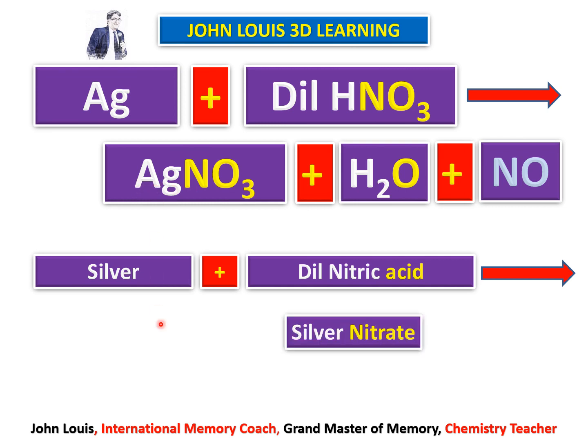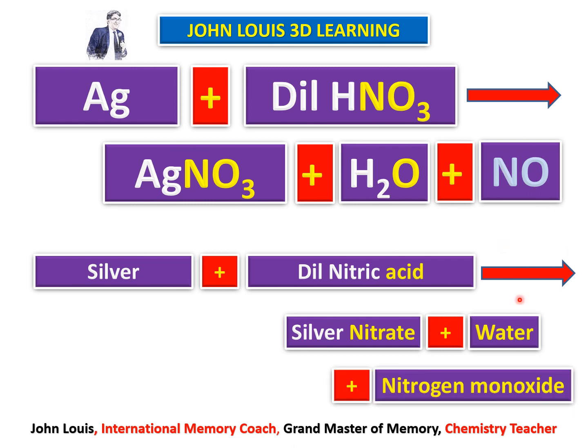Okay, that gives AgNO3. What is AgNO3? Ag is silver, NO3 is nitrate, therefore silver nitrate. Next one is H2O. We all know hydrogen oxide is nothing but water. Then NO, how many oxygens are there? Only one oxygen is there, am I right? Therefore this is known as nitrogen monoxide.